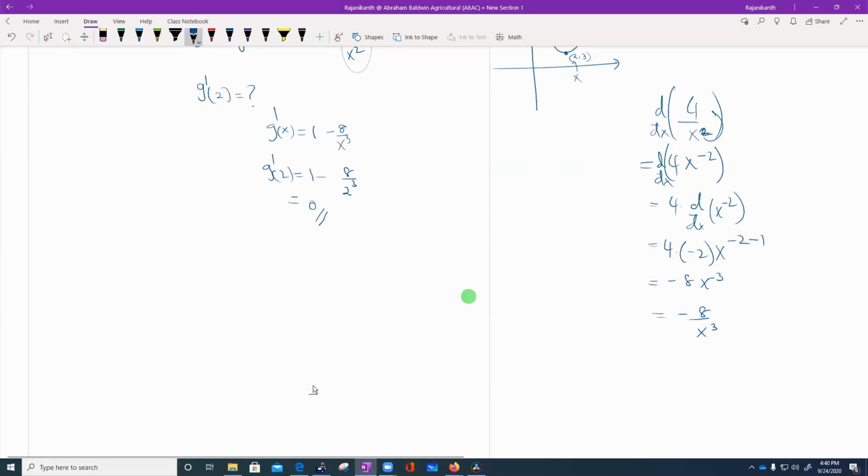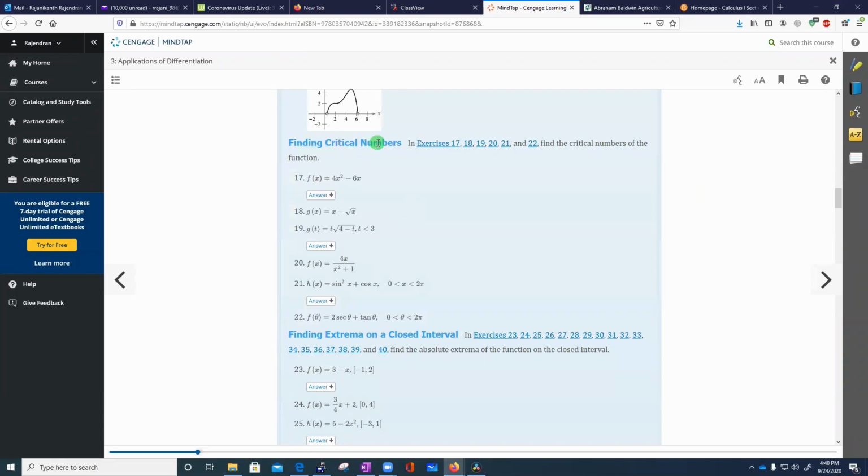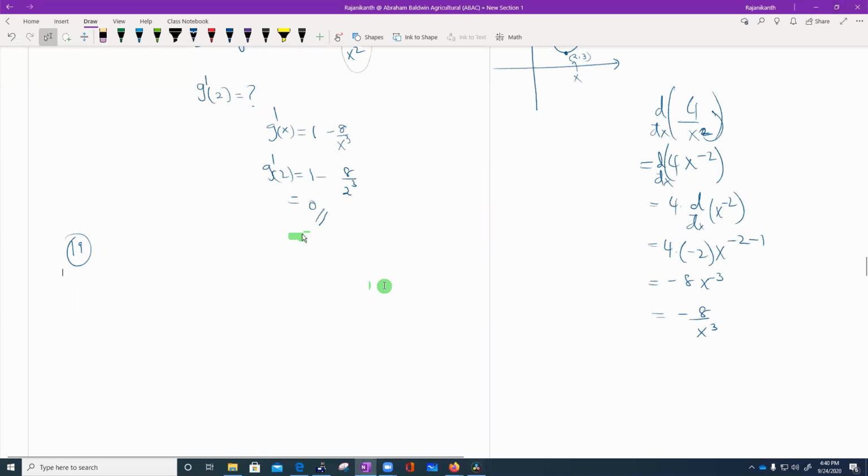So I will work one more problem. Let's look at problem number 19. Finding the critical numbers. Find the critical numbers of the functions. I'm going to do 19. We are going to find the critical number of this function, right? What is our domain now? Your domain interval is now t is less than 3. Okay, so let me copy down that problem here. So the given function is again g(t), which is t times square root of 4 minus t. Your t should be less than 3, right?